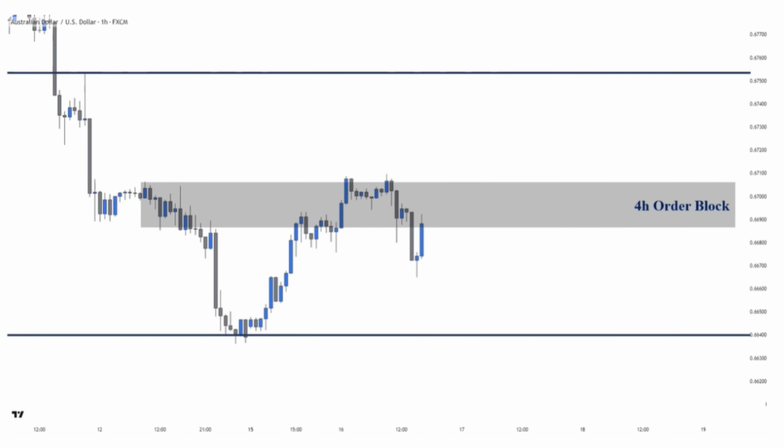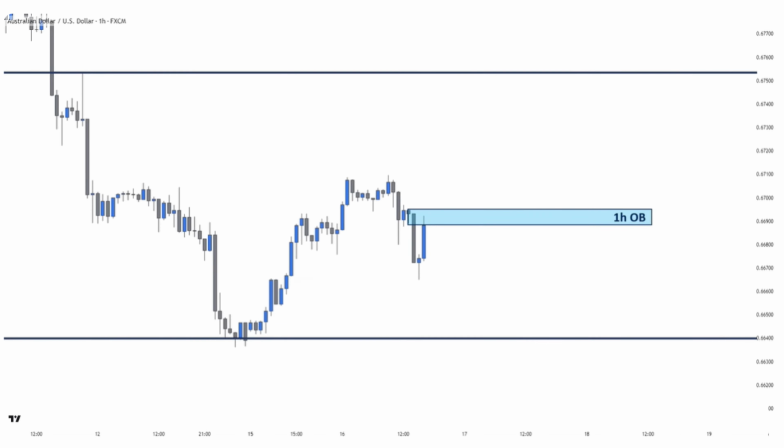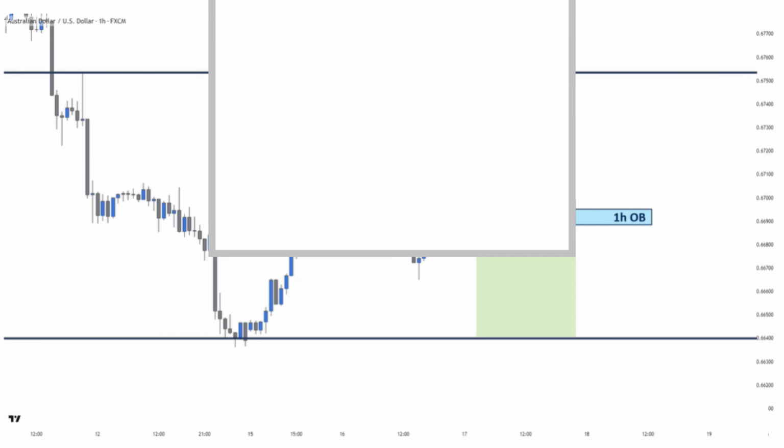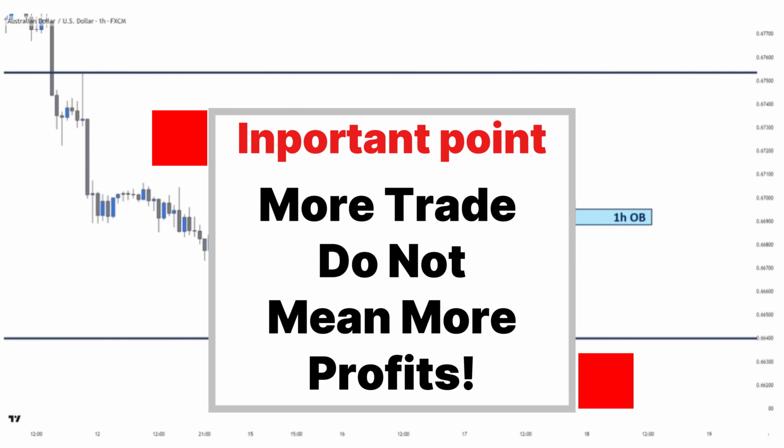Zooming into the 1-hour chart, we identify a change of character after mitigation, presenting a high probability short setup. Our targets align with daily and weekly structure. There is no need for lower time frame confirmation unless additional trade opportunities are desired. But remember, more trades do not equal more profit.